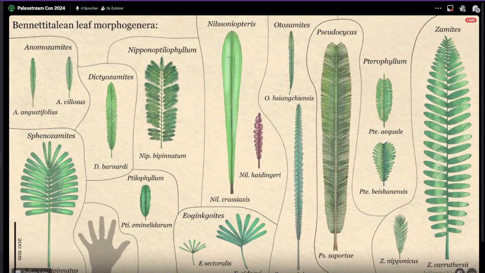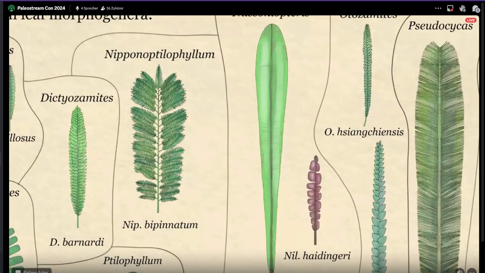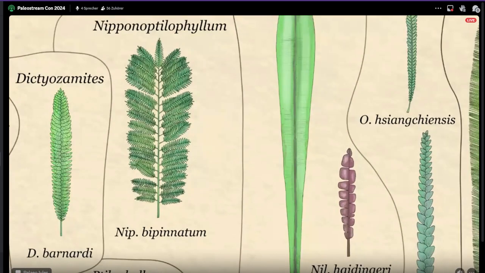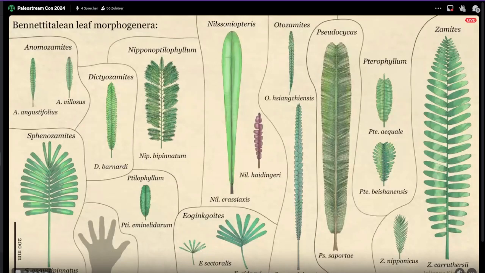But we even have more unusual leaves like Nipponopatellophyllum, which were bipinnate. So basically composed of, again, a long central stem, but each one of the leaflets, instead of being just a single leaf, was basically an individual frond. And there are a couple of species like this, but they're not particularly well known, and as far as I'm aware, they've never actually been restored in Paleoart, which would be very interesting to see.